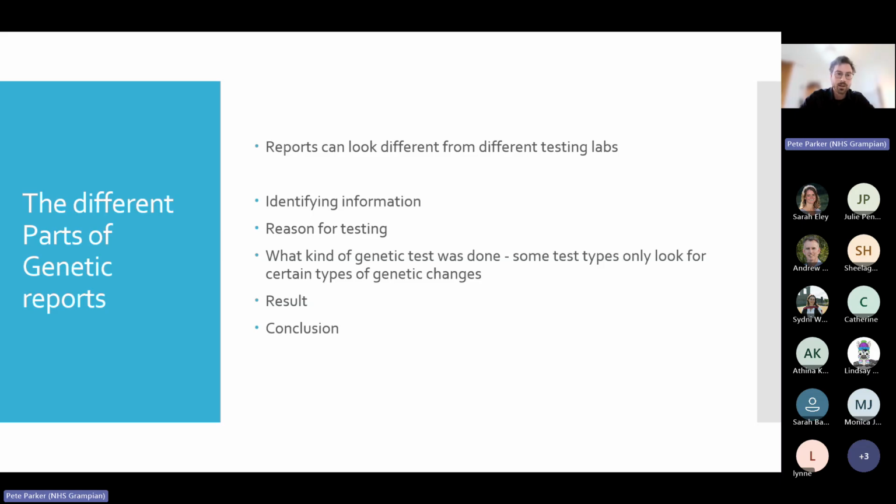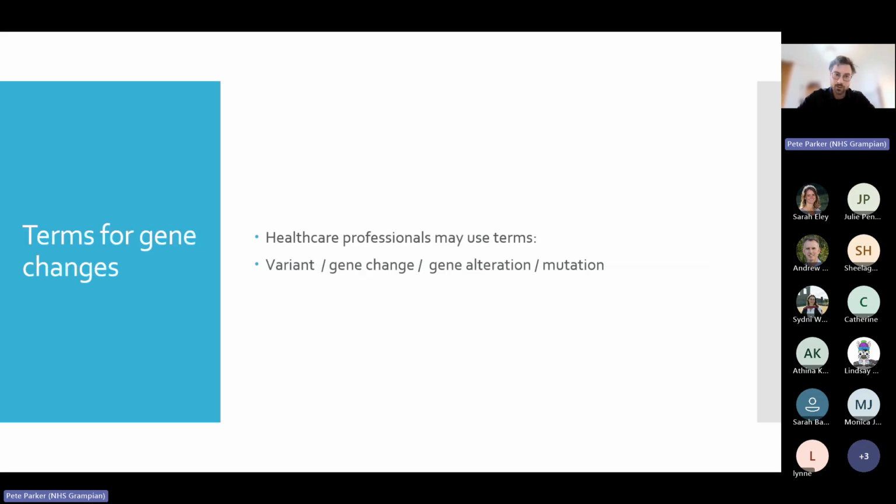So reports always have the identifying information. They should mention the reason for the test being done, what kind of genetic test was done. As Lindsay said, there's different types of genetic tests, and some tests only look for certain types of genetic changes. And the report will have a result, and it will have a conclusion as well.